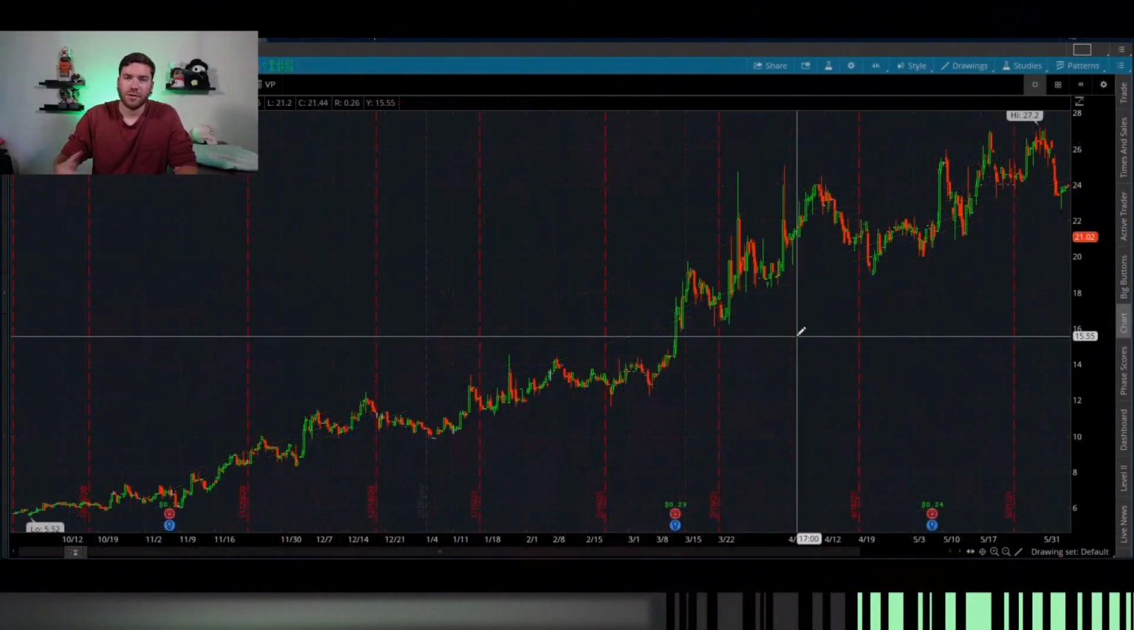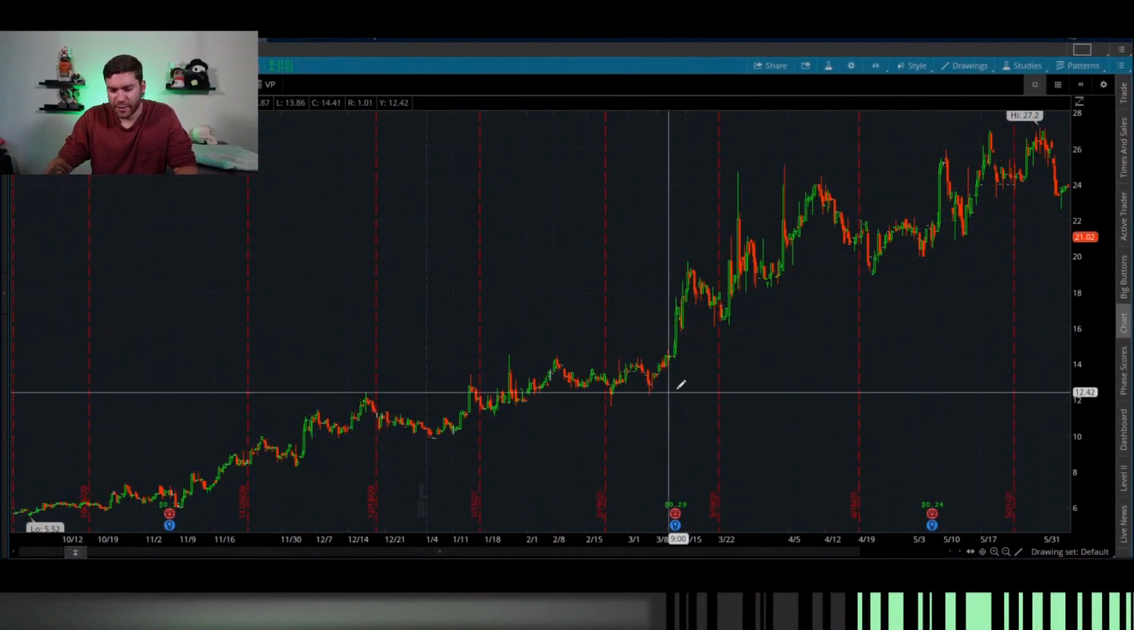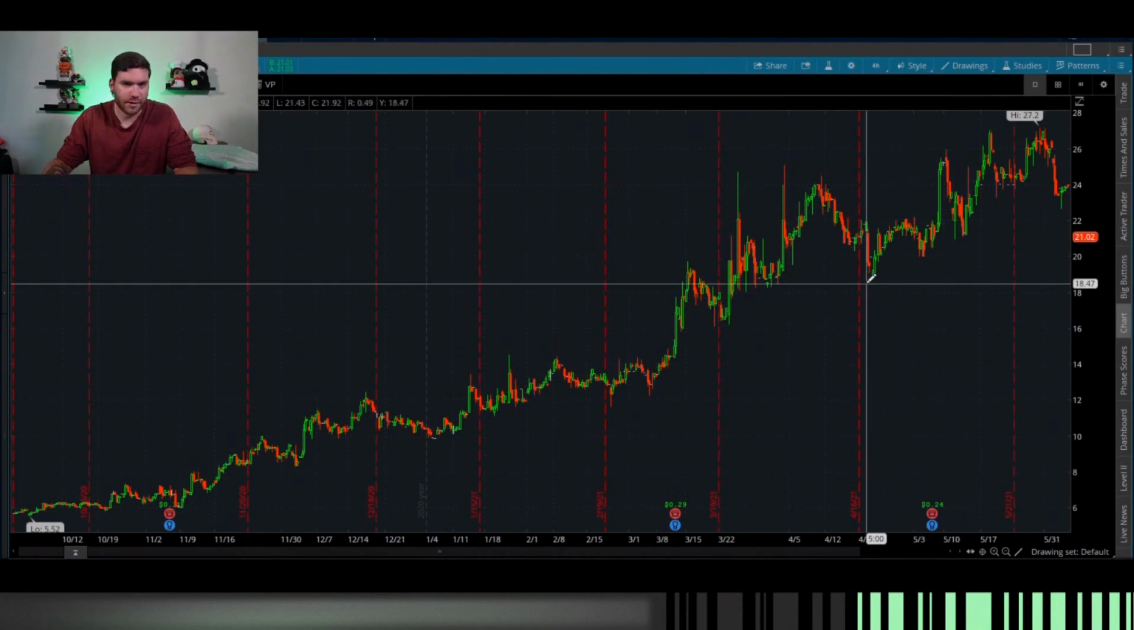With that being said, the 200 is great for support and to show value when applicable. The 50 is very similar, and I'll show you. So this is Funko, FNKO. It's been on a tear recently. It's gone up almost 200%, 300% in a year right now. Let's see if we can find the trend right now.